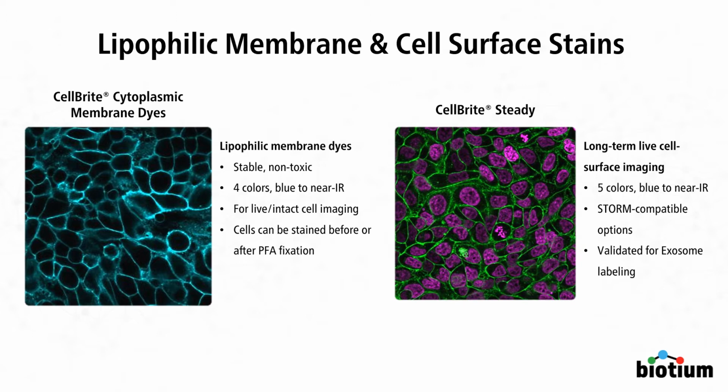CellBrite Steady was developed for long-term staining of live cells and allows fluorescence imaging of the cell surface for up to several days in culture. The CellBrite Steady dyes are unique fluorescent membrane probes that distribute between cell surface and intracellular compartments, so cells retain cell surface staining over time. With the use of CellBrite Steady Enhancer, intracellular staining can be reduced or eliminated for imaging of cell outlines or boundaries. CellBrite Steady has also been validated for exosome labeling and comes with STORM-compatible dye options.